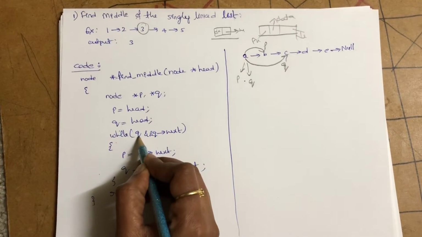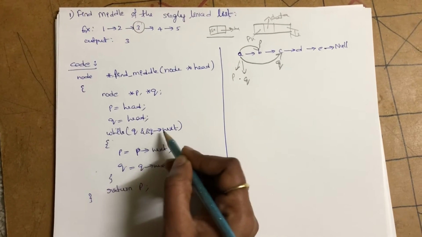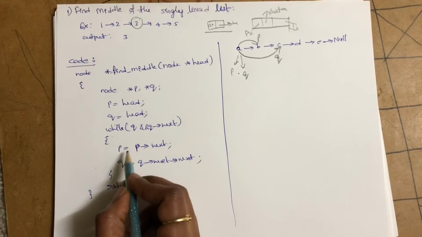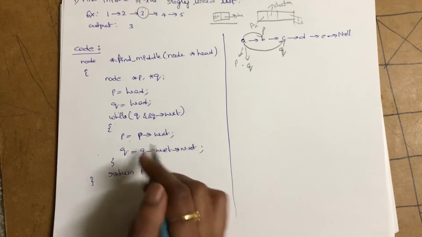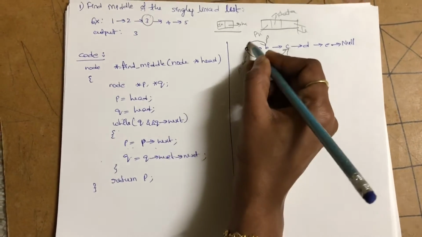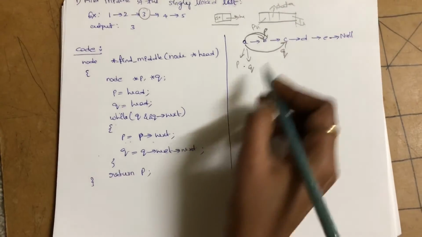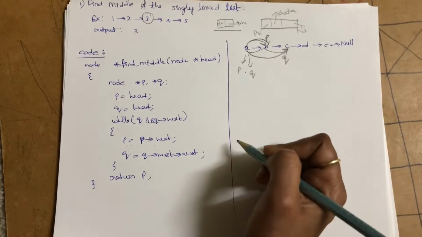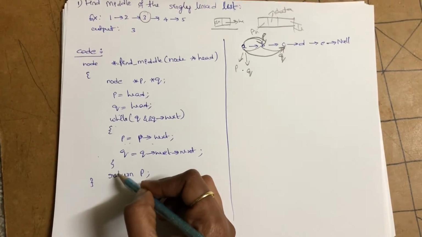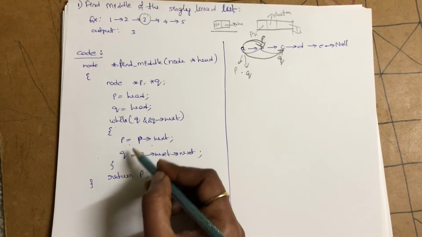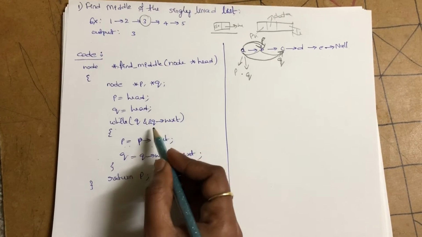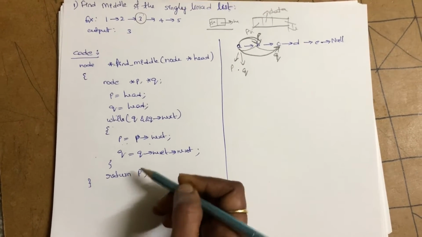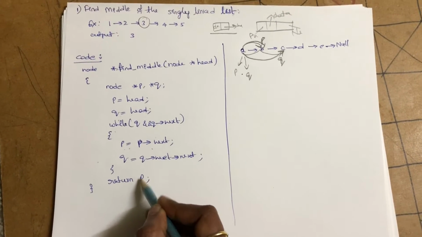While Q is not equal to null and Q next is also not equal to null, it will enter the loop. Then it will move P to P next, and Q to Q next. If the condition fails, it will come out, and by that time it will return P, the middle of the single linked list.